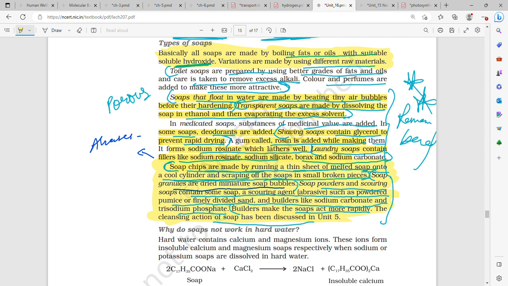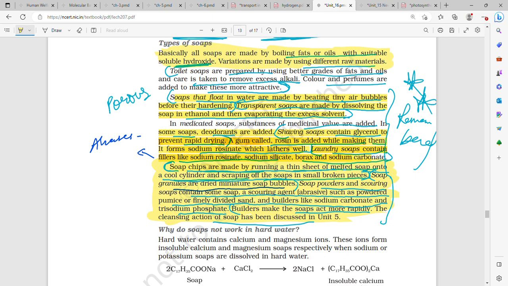So to prevent rapid drying, the shaving soaps have glycerol in them, and a gum called rosin is added while making them. It forms sodium rosinate, which lathers well. Then laundry soaps contain fillers like sodium rosinate, sodium silicate, borax, and sodium carbonate.